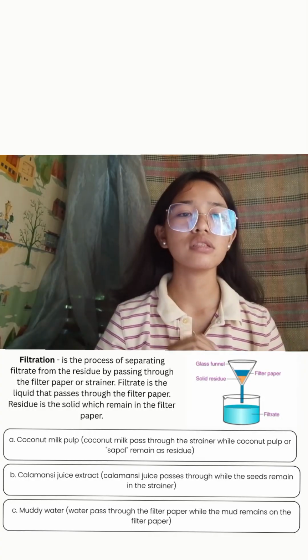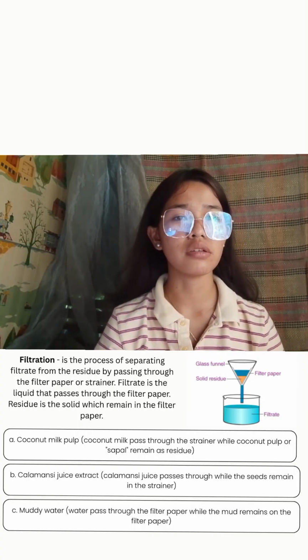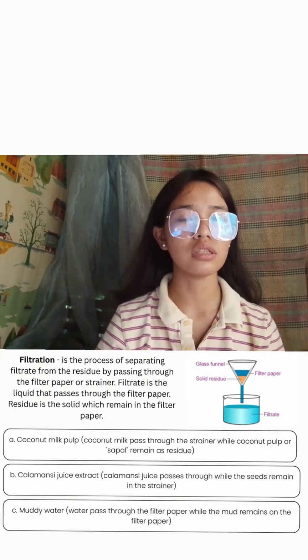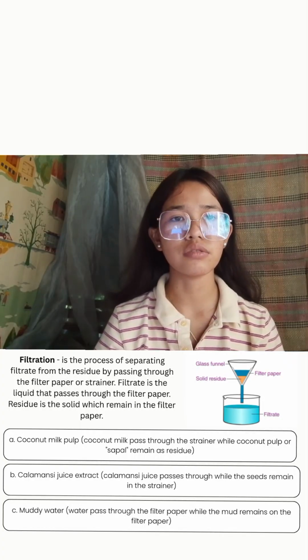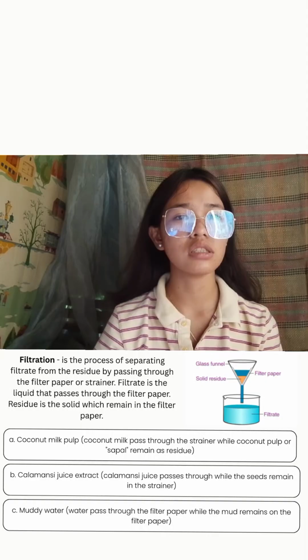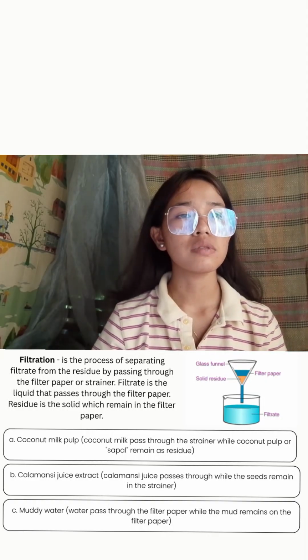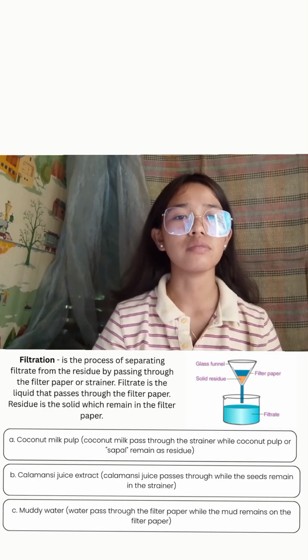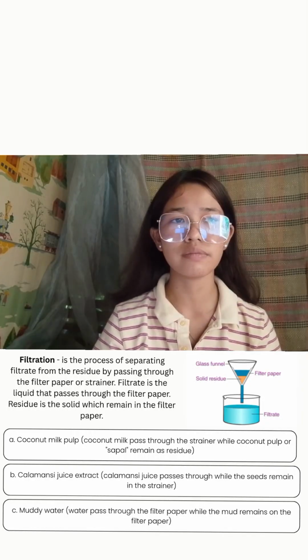The coconut milk passes faster through the strainer, but the coconut pulp remains as a residue. So it is called filtration. You filtrate, you separate the two substances through a strainer or filter.